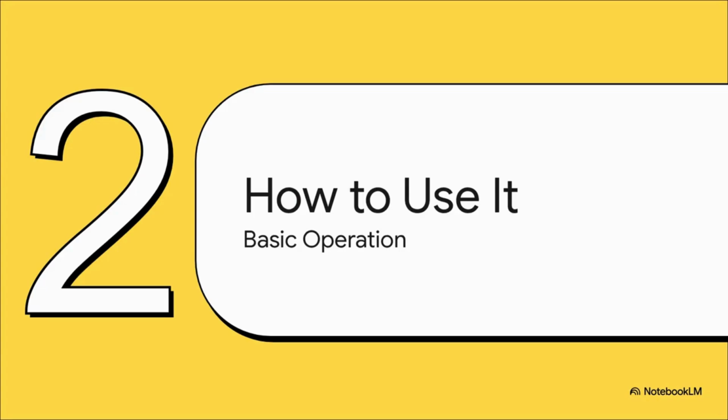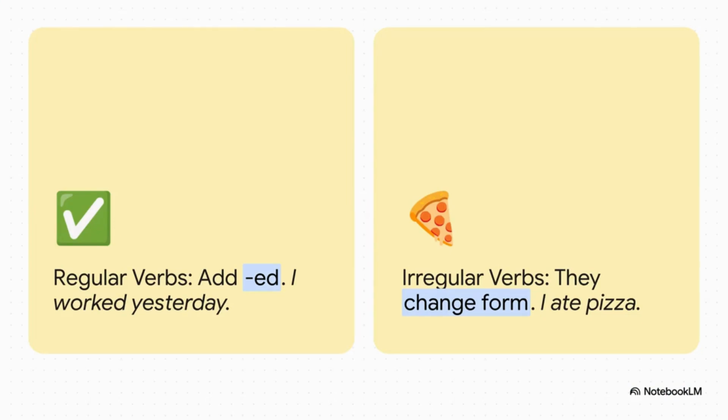All right, so we know where we're going. Now, let's figure out how to actually fly this thing, right? It's time to check out the basic controls of our time machine. So our time machine runs on 2 different types of engines. You've got your regular verbs. Those are the easy ones. You just add ed to the end. Simple. But then you have the irregular verbs.